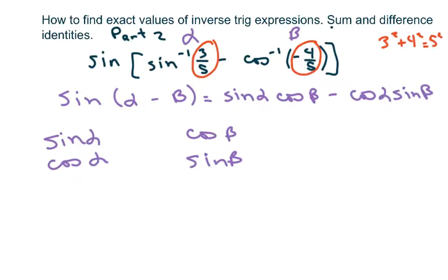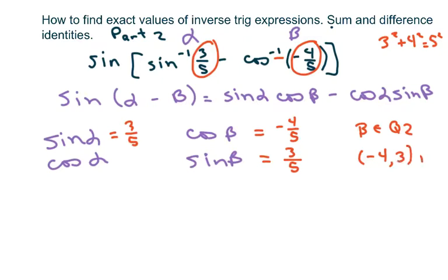So I know that sine of alpha is 3 over 5. And I know cosine of beta is negative 4 over 5. Since this is the inverse, I know this is in quadrant 2. So I know beta is in quadrant 2. Therefore, sine is positive, so this would be 3 over 5. So it's basically your x is negative 4, your y is 3, and your r is 5 for that one.